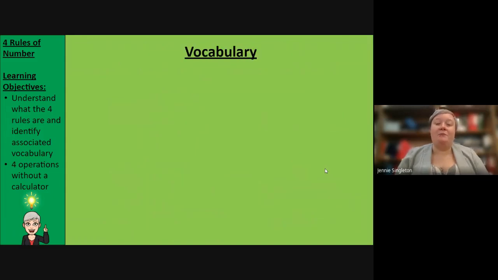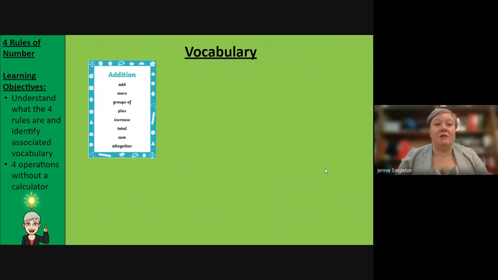Now, in your exam, you don't just get a list of sums to do. You get asked written questions, and that's why knowing the vocabulary of the 4 rules is very important. So, for example, if they wanted you to do an addition, they might say add or more, groups of, plus, increase, total, sum, or altogether.